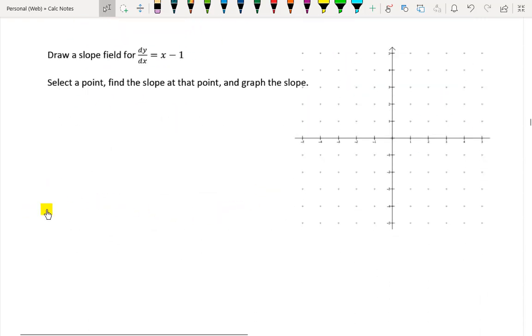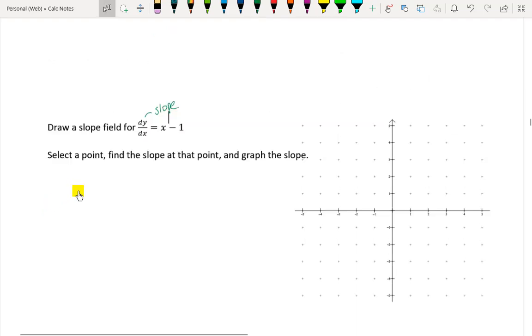And so we're going to look at the function dy/dx equals x minus 1. Now remember, dy/dx is the slope. Okay, so what we're going to do is choose some points on this graph to the right. We're going to select a point, find the slope at the point, and graph the slope. And we'll talk about all those little dashed lines that you saw on the other side here.